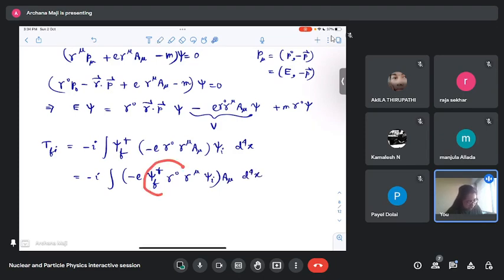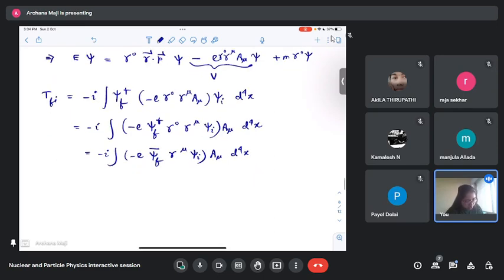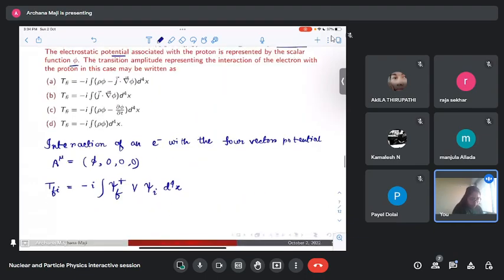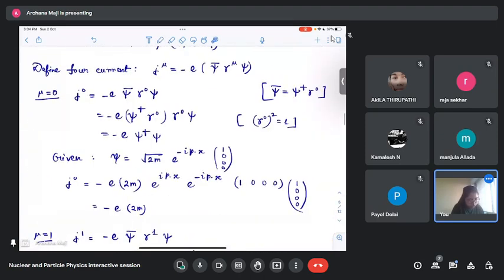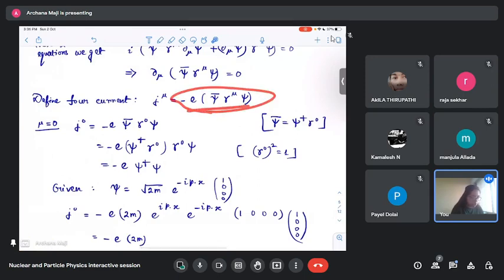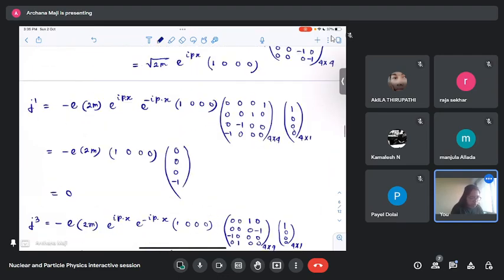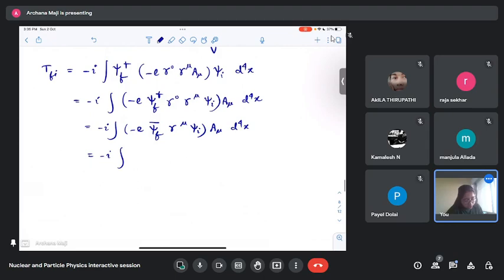But we know psi dagger gamma 0 is psi bar, and this is J, as we saw in the earlier problem. So J was of this form, psi bar gamma mu psi, but here we have psi initial and psi final because the electron is interacting with the potential A mu, and we write it as J mu fi A mu d4x.